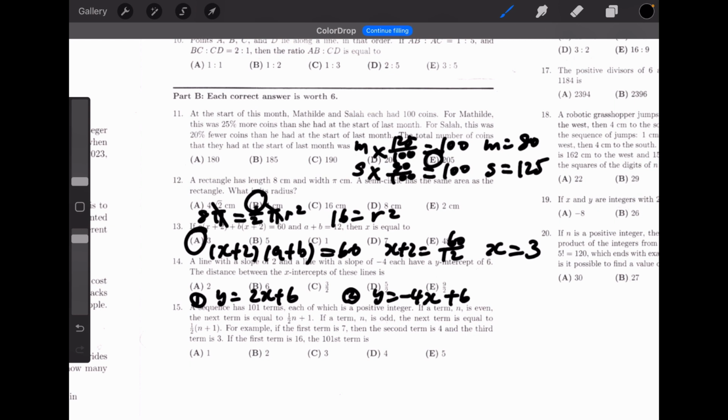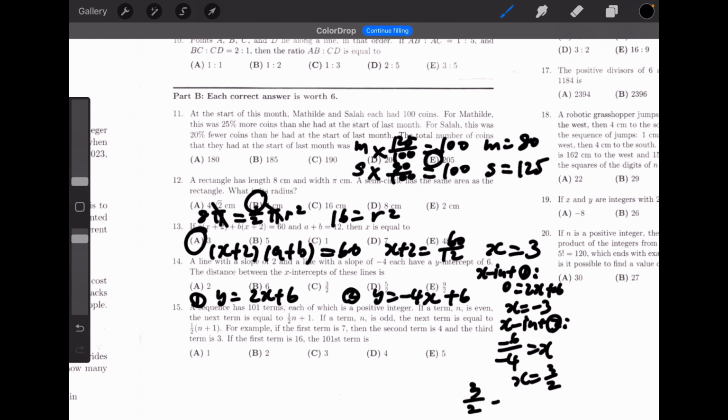So if we want to get the x-intercept, we need to set y to 0. Therefore, the x-intercept for line 1 would be 0 equals 2x plus 6, and x equals -3. And the x-intercept for line 2 would be -6 over -4 equals x, and this gives us 3 over 2. And if we use 3 over 2 minus -3, we get 9 over 2, so E.